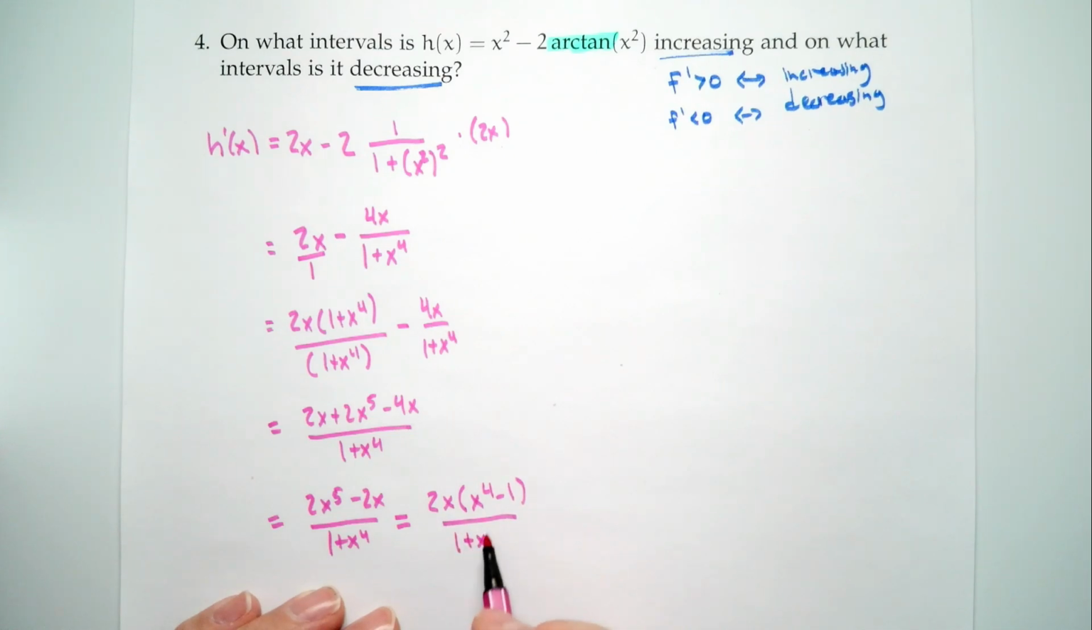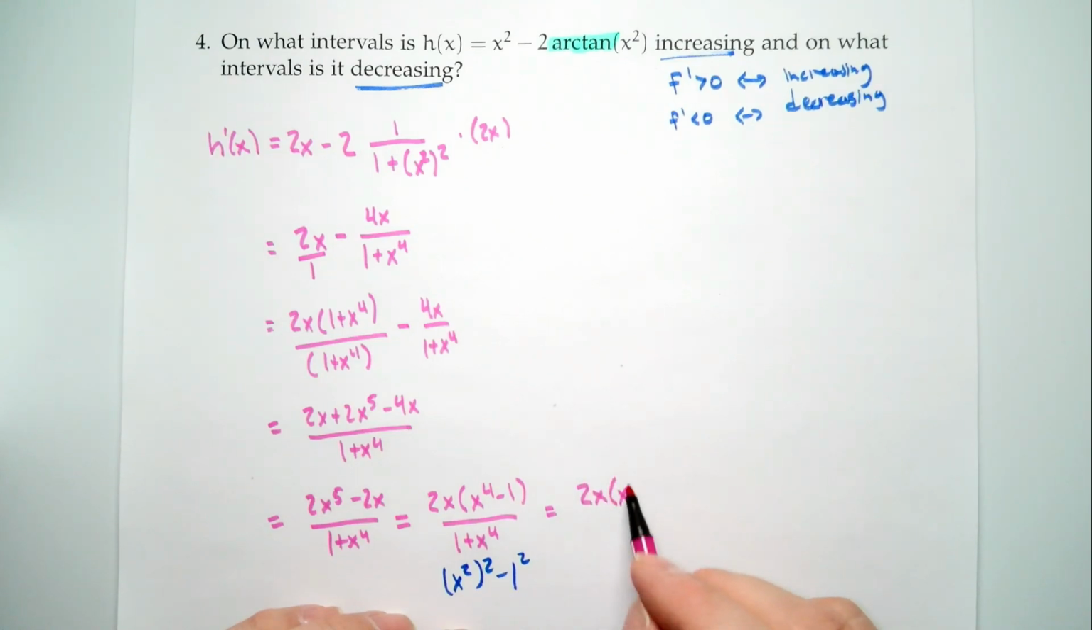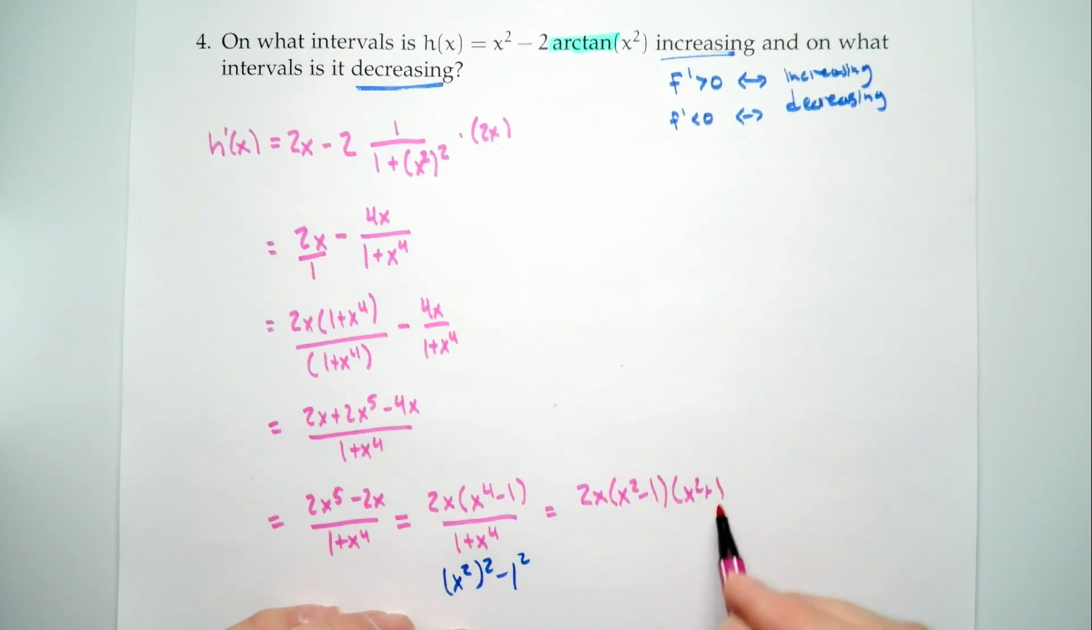Now, what can you do with x to the 4th minus 1? Does that simplify any? You might say, well, I don't know, that's a 4th power. But secretly, it could also be thought of as x squared, squared, minus 1. And if you think of it that way, heck, we'll even throw a square on there. It's like, ooh, that's a difference of squares. So that becomes 2x times x squared minus 1 times x squared plus 1, divided by 1 plus x to the 4th.